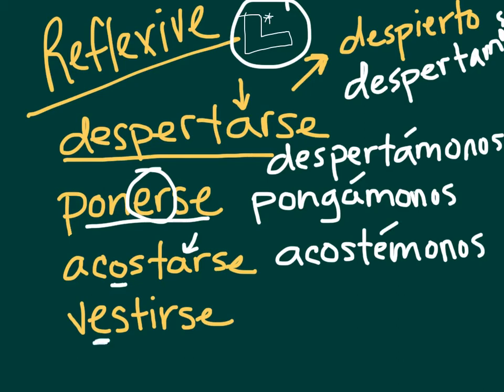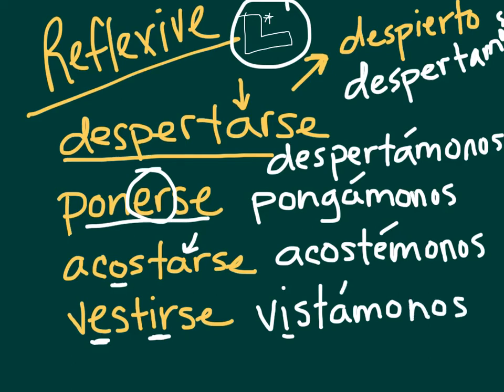Okay, and then lastly, vestirse. Watch out for vestirse because it is both a stem changer and an IR verb. Since it's an IR verb, we know that there's going to be a stem change in the nosotros form. So, vestir becomes visto in yo form. We keep that stem change. It becomes vistamos. We leave the S off because we're putting nos on the end. Vistámonos. Let's get dressed.